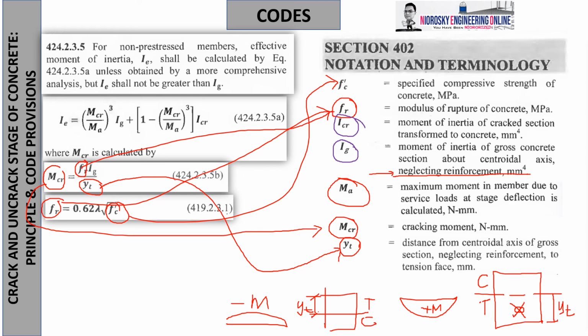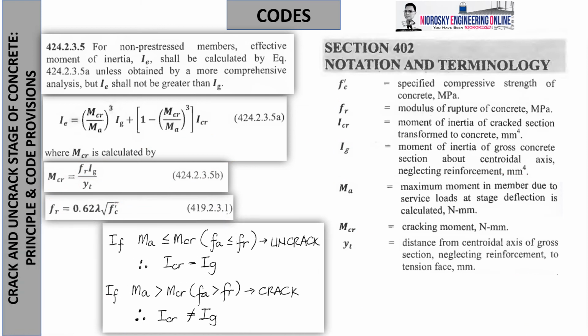Okay? Now, how do we know if the beam is cracked or uncracked? Simple lang po. If the maximum moment M sub A is less than or equal to the capacity to resist crack, or M sub CR, or pwede kasing gamitin yung maximum fiber stress due to bending is less than or equal to the rupture stress or rupture modulus, it can be said that it is under uncrack. So meaning the reinforcement is not a necessity under tension. So we don't need to install reinforcement, and then we can assess that the critical inertia is already equivalent to the gross moment of inertia.